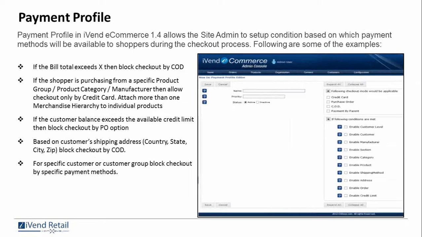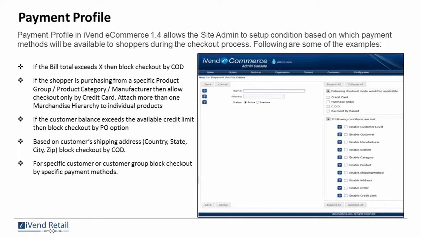So something like if the bill total exceeds X amount, then block checkout by COD. It means that the customers or the shoppers will not be allowed to check out with the cash on delivery option if the total bill value exceeds a certain amount. Then another could be if the shopper is purchasing from a specific product group, product category or manufacturer, then allow checkout only by credit card.